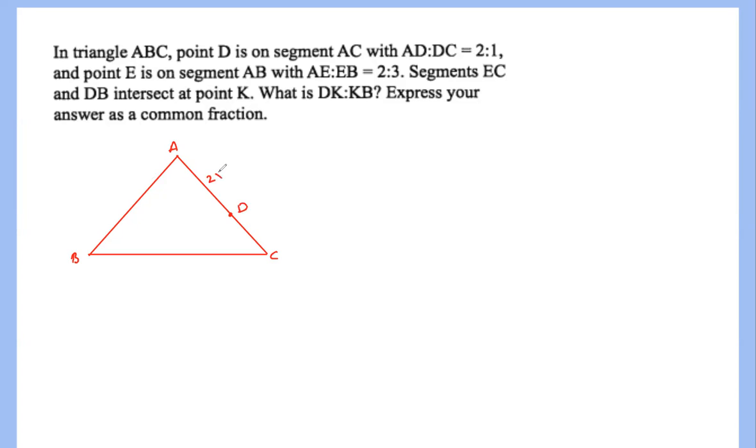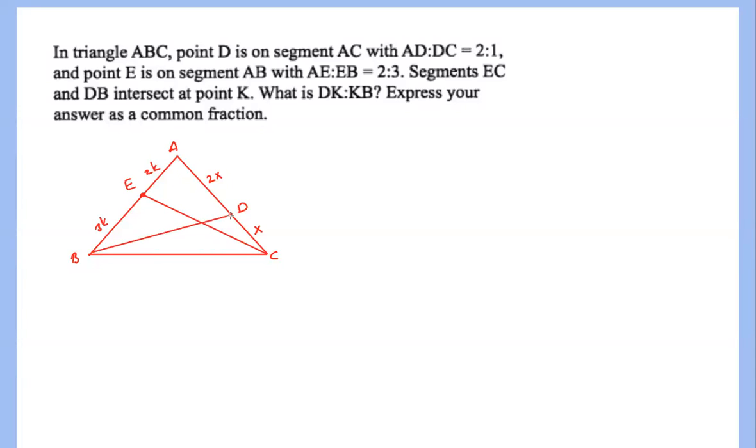And this is, let's say, 2x, and this is 1x. Okay, and then point E on segment AB such that AE divided by EB is 2 to 3. So AE should be the smaller one. So let's assume this is E, and this is 2K and 3K. Okay, and we have segments AC. E is right here, C is right here. So let's connect those.